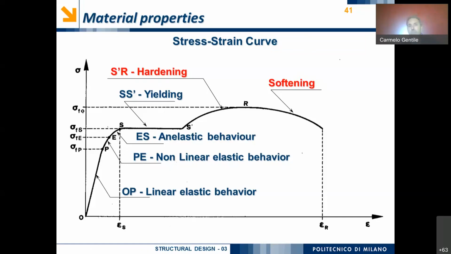So, like in the case of a fork, when you do this, after the force has been removed you have a residual strain, which is very apparent. This happens because we are in the inelastic range of behavior of steel. After the point S prime, we have a strongly inelastic behavior with a first path in which the strain and the stress are increasing. This path is called the hardening path.